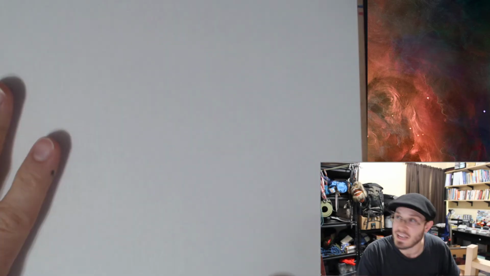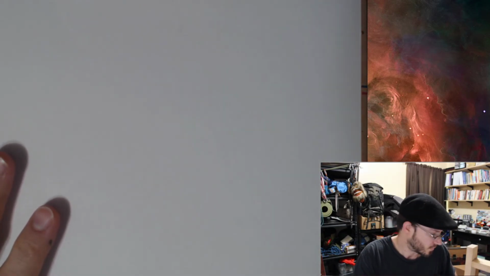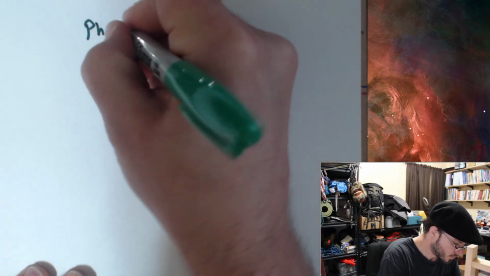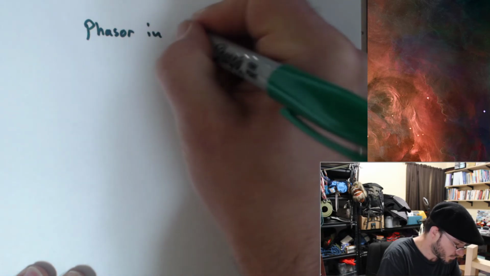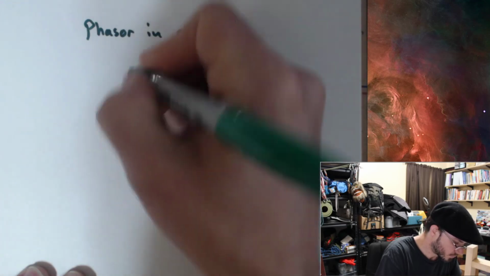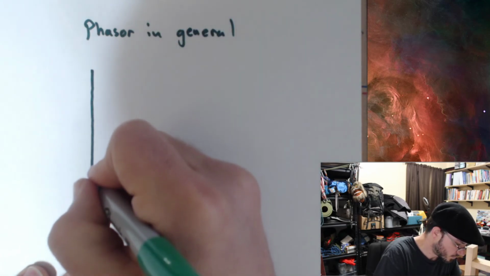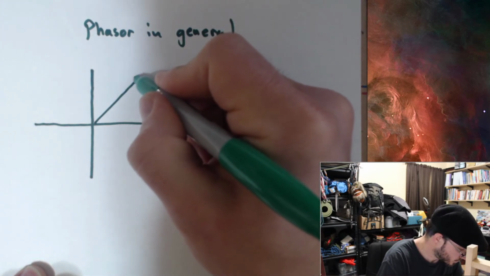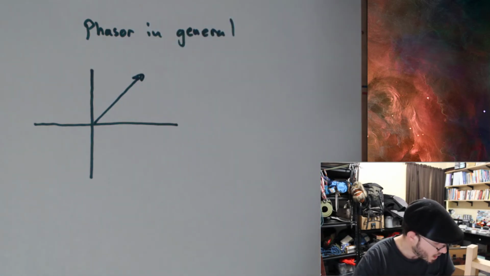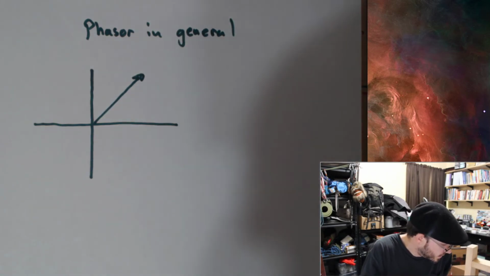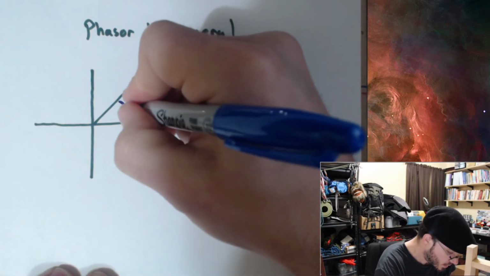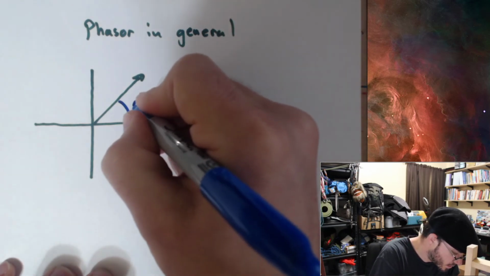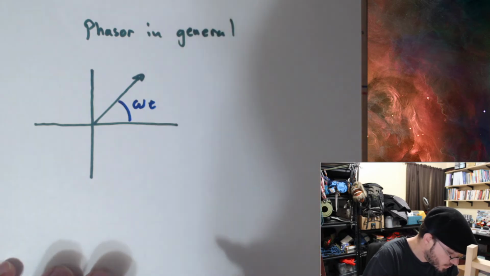Now, for our phasor in general, we can go ahead and specify our frequency as the radian frequency using omega.